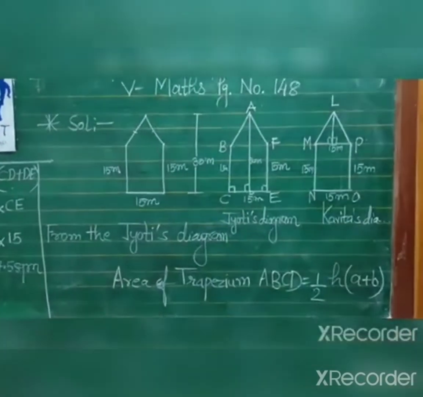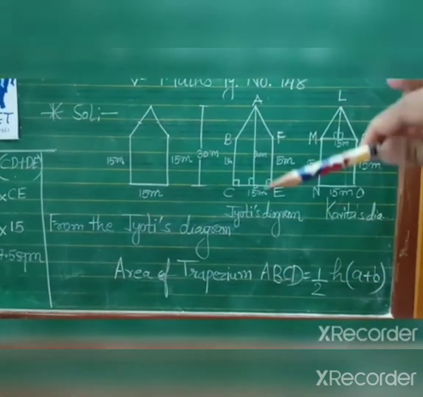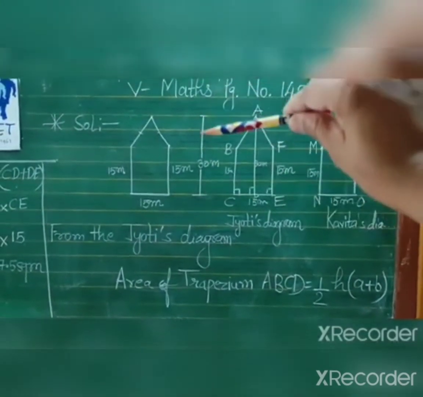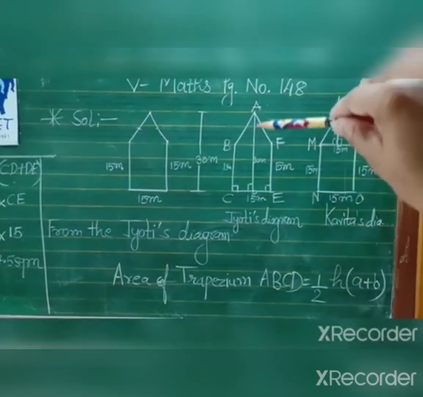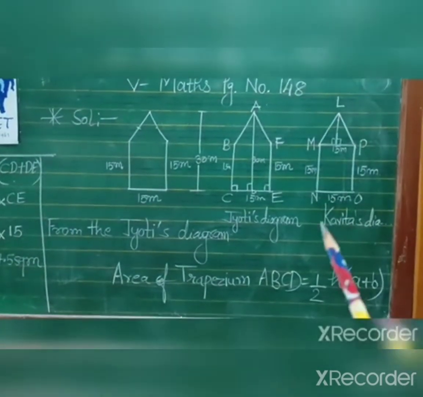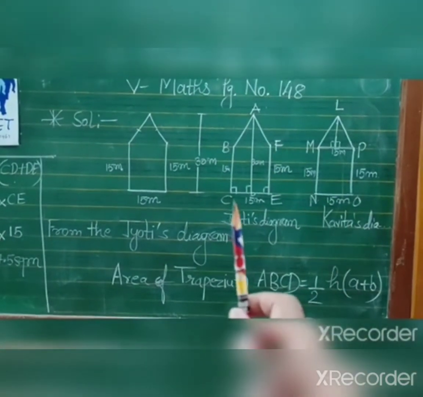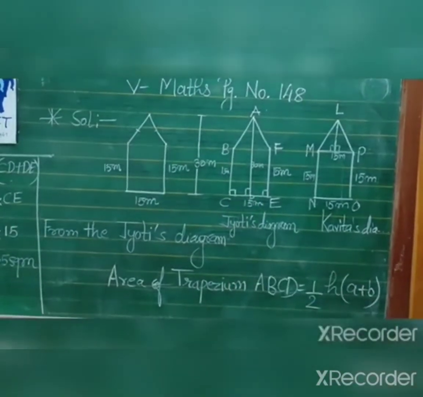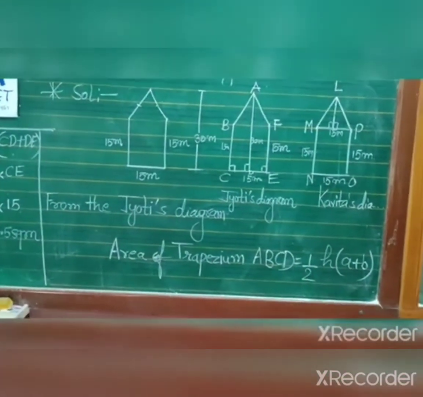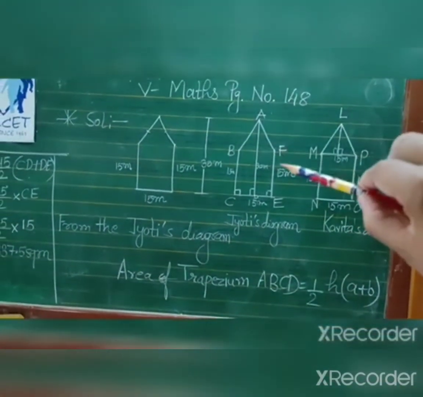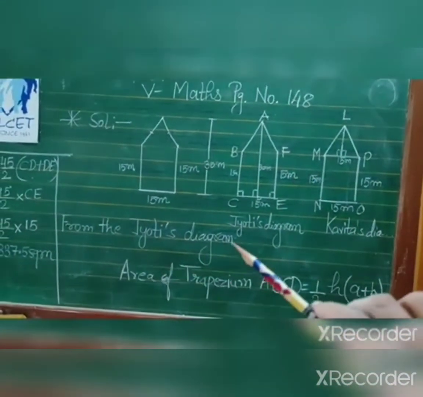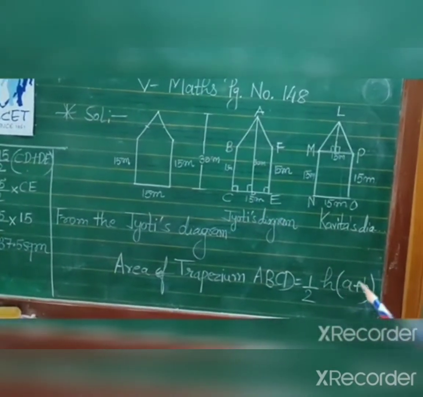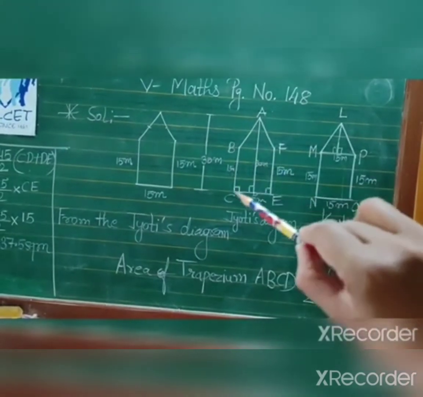Okay. Now see, the figure is this. Perpendicular we have drawn from here to here. The length is given. So this will be 30 meter. Now according to Jyoti's diagram, you can see the height is this and parallel sides are this. So we can apply the formula half into h, a plus b. Okay. And two trapeziums are there. So from the Jyoti's diagram, area of trapezium A, B, C, D. Half h, a plus b. 30 plus 15 and height is CD.